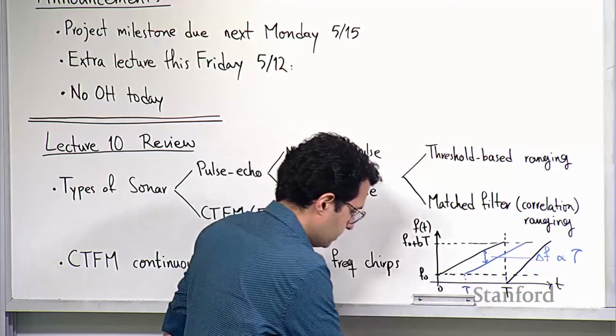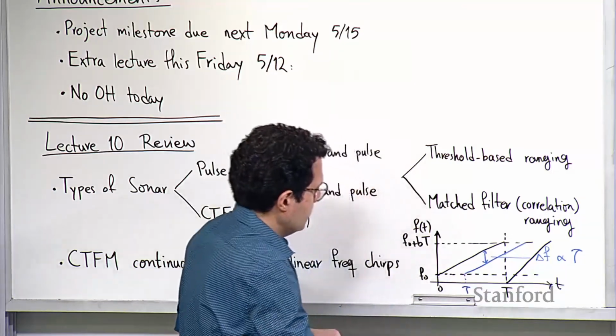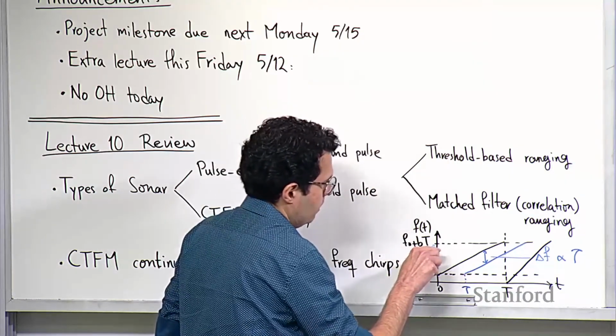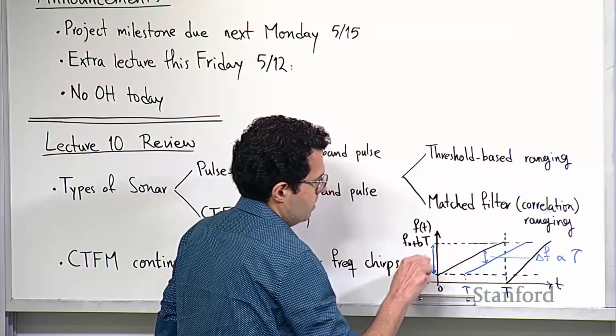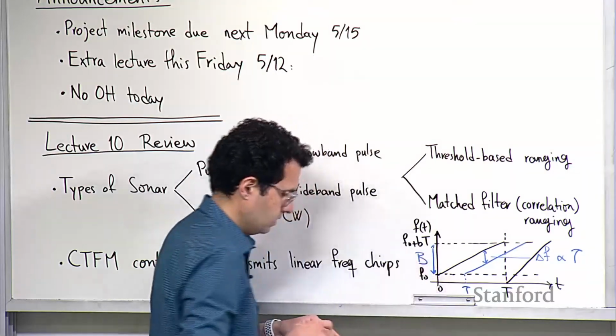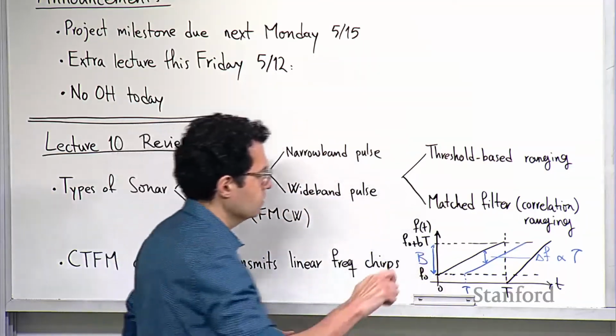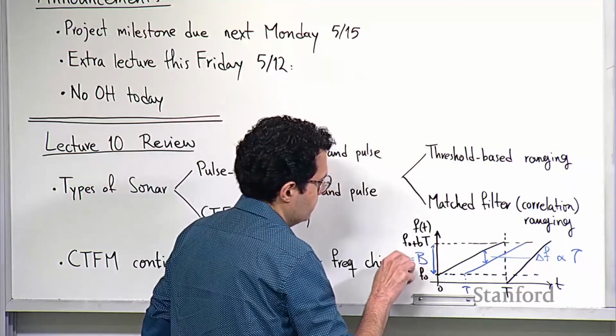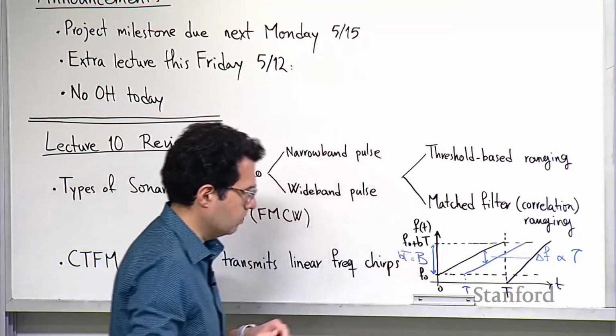So that delta frequency here, that's the overall bandwidth that your pulse takes up, and it's denoted by big B for the bandwidth, which is equal to slew rate times time. B times T is the total bandwidth.